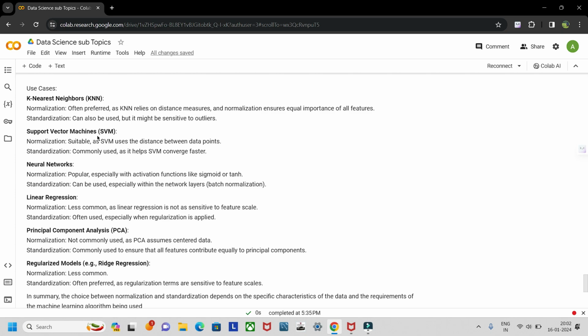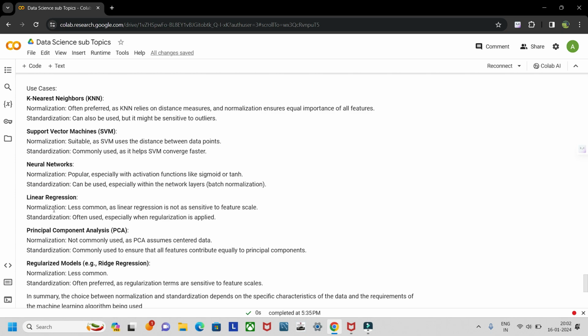In case of support vector machine, normalization is suitable as SVM uses the distance between the data points, and standardization is also used as it helps SVM converge faster. And in case of neural networks, normalization is popular, especially with the activation functions like sigmoid or tanh. In case of standardization, it can be used especially within the network layers, batch normalization.